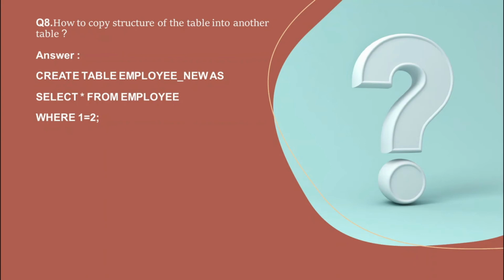So what is the syntax? Create table employee_new. I have given a new table named employee_new, as select star from employee table where 1 equals 2. It will never be true. It will always be false. So what it does is it just copies the structure. It doesn't copy the data into the new table, that is the employee_new table. Correct?